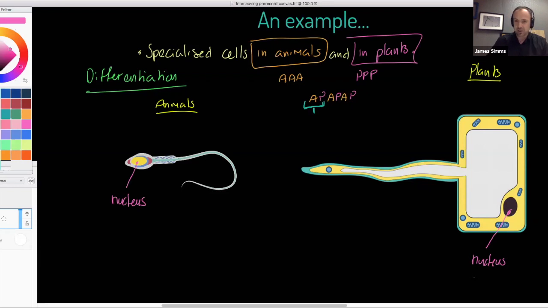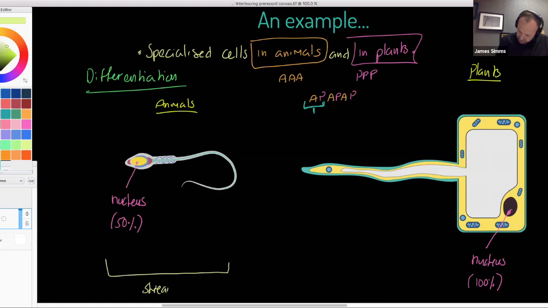In a root hair cell, the nucleus is going to have 100% of the plant's DNA. But in the sperm cell, the nucleus only has 50% of the human DNA. In human terms, there's 23 chromosomes rather than 46. Quite interesting, so we have a distinction there. Let's move on. Let's look at shape for a second. With our sperm cell here, we have what we describe as a streamlined shape. Why?